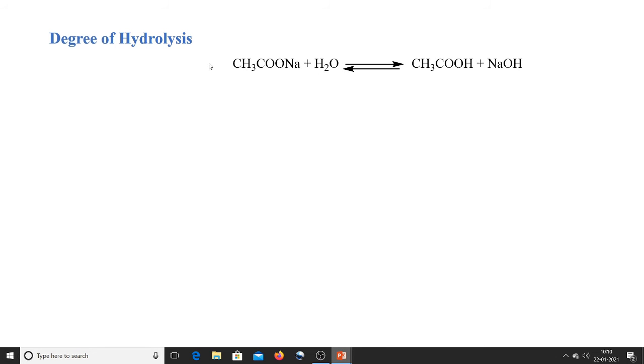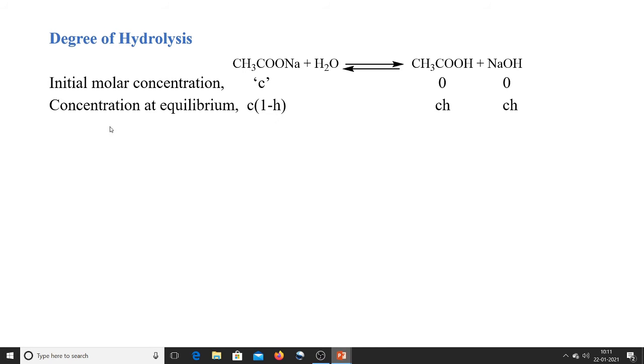Consider the hydrolysis reaction of salt. This is the reaction. Now the initial molar concentration of sodium acetate is C, and for acetic acid and NaOH are 0. Next, concentration at equilibrium: for sodium acetate, C into (1 minus h), and for acetic acid it is C into h, and for NaOH C into h. Here h is the degree of hydrolysis of salt.